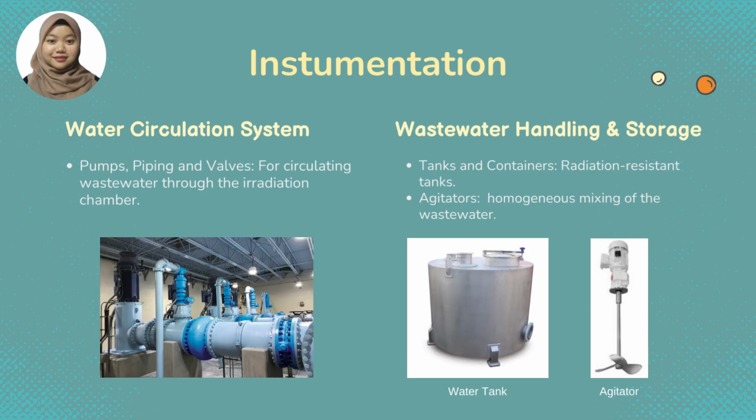Next, we have the wastewater circulation system, which is crucial for handling and storing wastewater. Radiation-resistant tanks and containers are used to hold the wastewater. Agitators are employed to ensure homogeneous mixing. Pumps, pipings, and valves are essential components that circulate the wastewater through the irradiation chamber.